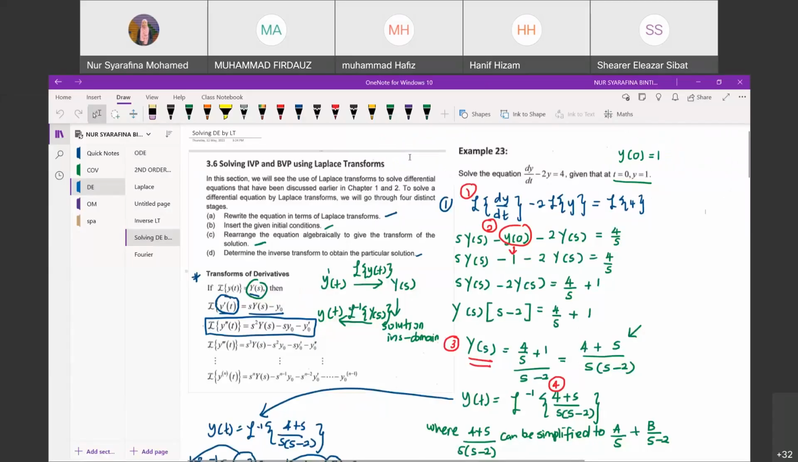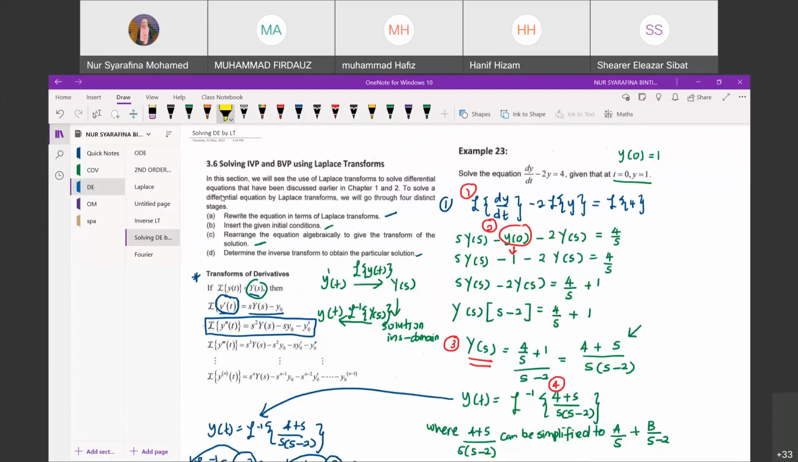In the video, I have showed you how to solve the differential equation of IVP and BVP by using Laplace. So we are going to apply the Laplace transform and inverse Laplace transform in order to solve the differential equation. These are the steps. We have to transform.